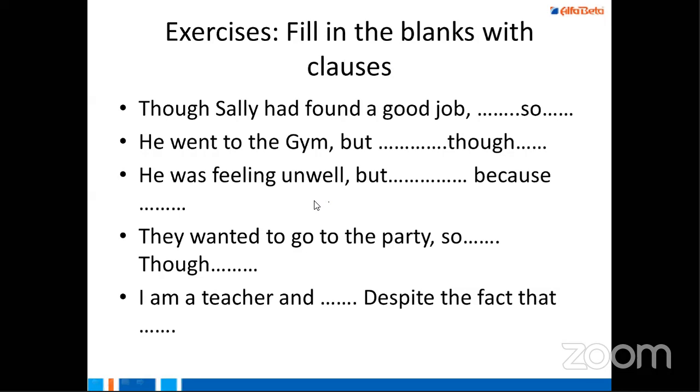Okay, I'll try the fourth one. They wanted to go to the party, so they purchased one new dress each, though their money was almost finished. Sham, can you try the last one? Okay. I am a teacher and I take 4 classes every day despite the fact that I have another full-time job.